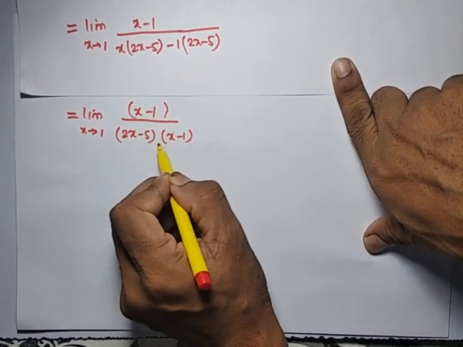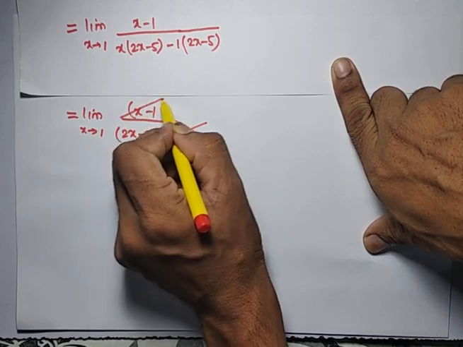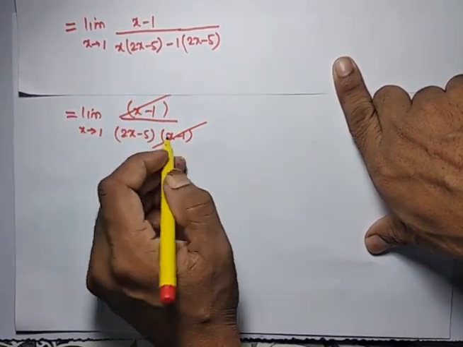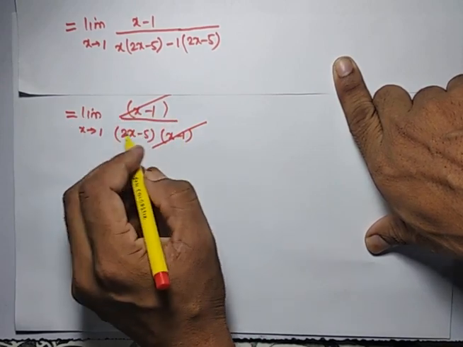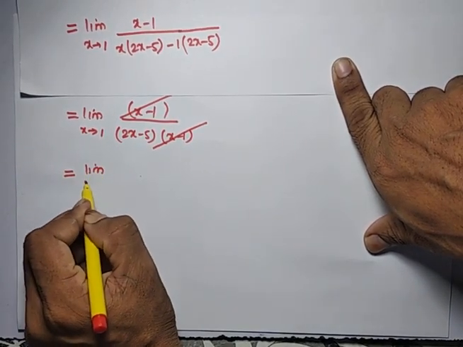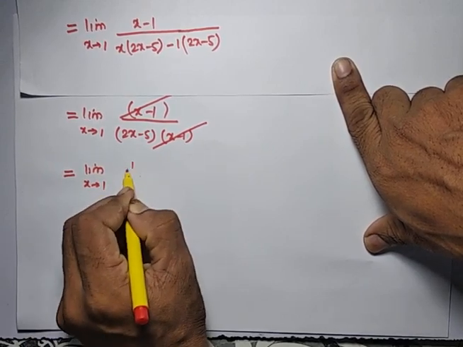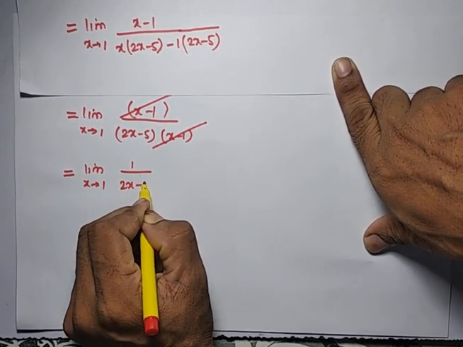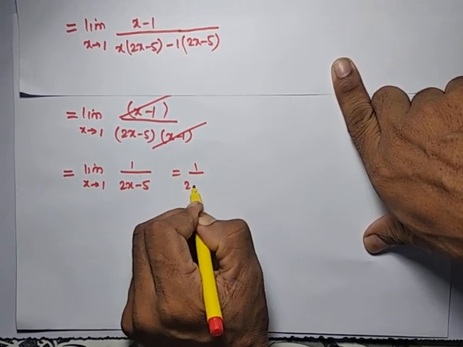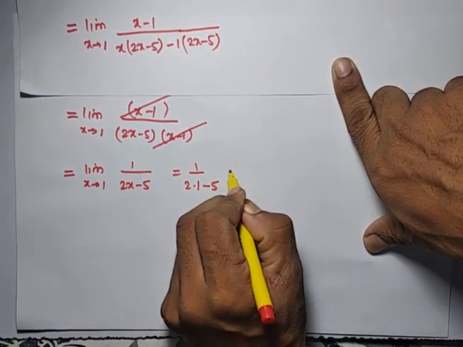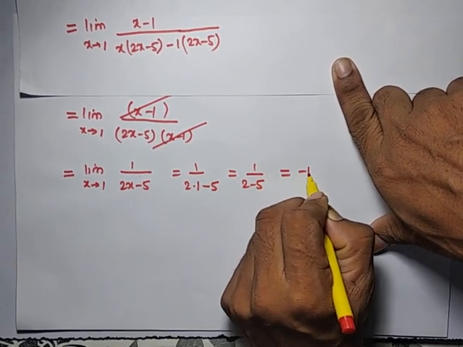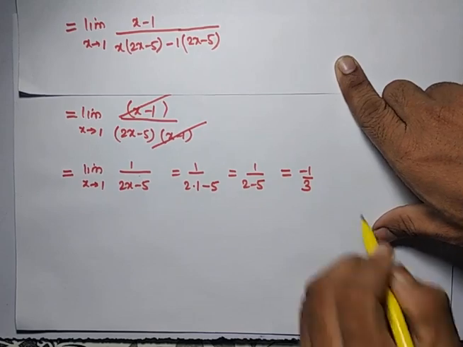So here the x minus 1 term cancels, being common in numerator and denominator. So the next expression becomes limit x tending to 1, 1 by 2x minus 5. Put x equal to 1. 1 by 2 into 1 minus 5, 1 by 2 minus 5, minus 1 by 3. This is my answer.